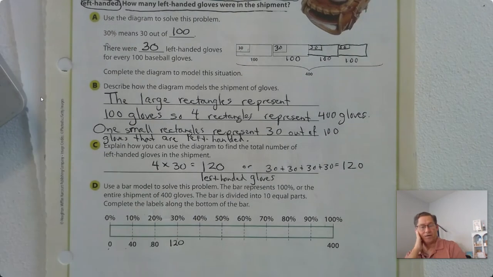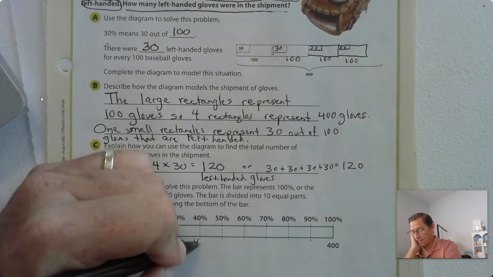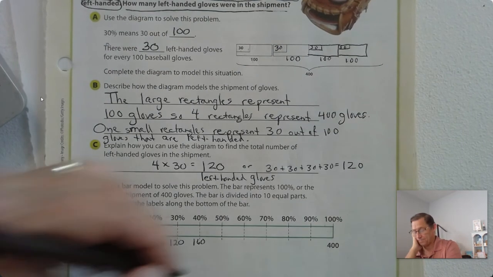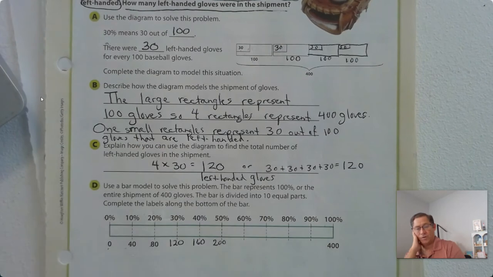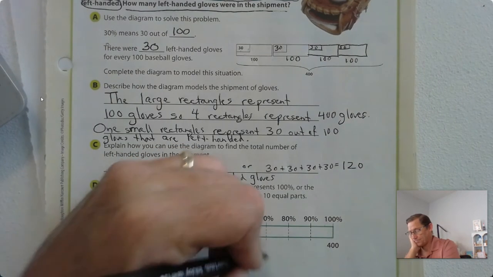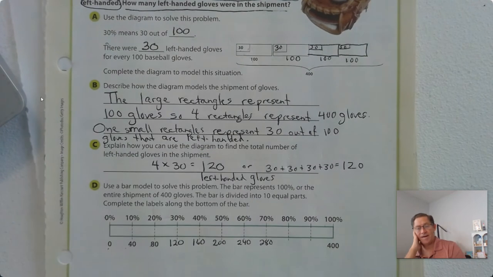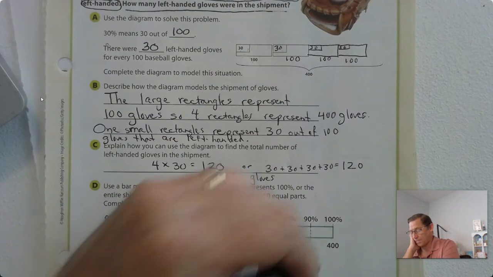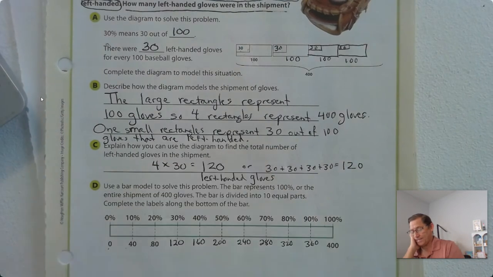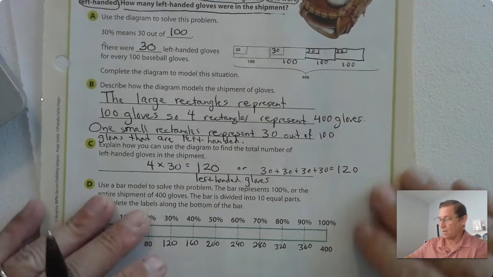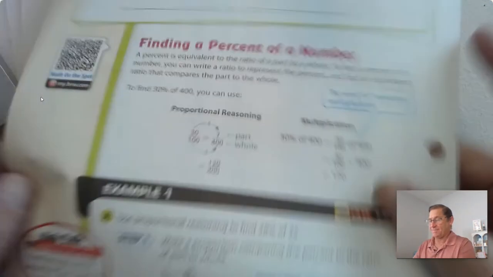So our next one would be 120, then 160. Again, all I'm doing is adding 40. 200, 240, 280, 320, 360. Okay. So let's go to page 218.